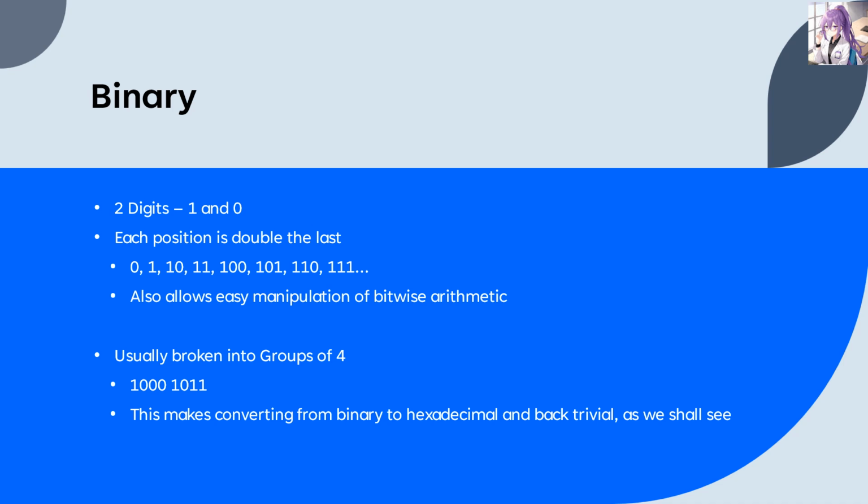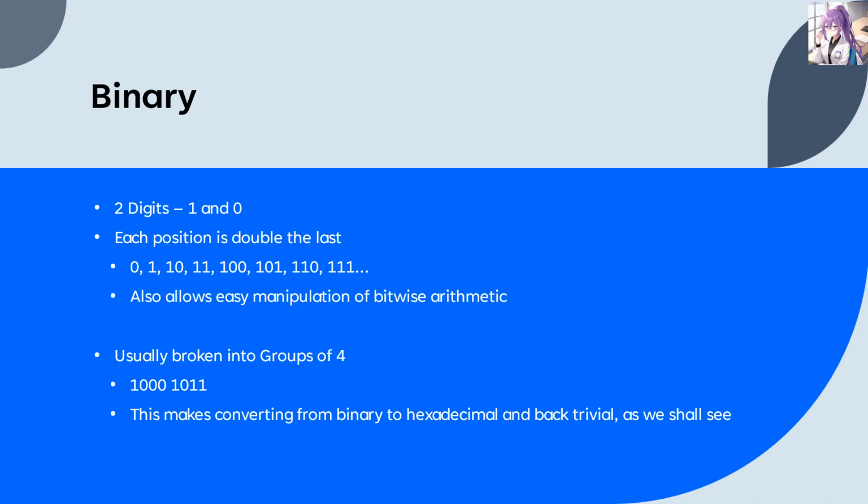Binary does have only 2 digits, which are 1 and 0. Each position is double the previous one, and counting in binary would sound something like this. 0 base 2, 1 base 2, 1 0 base 2, 1 1 base 2, and so on. Now the reason for using binary, at least as a programmer, is because it allows us to do bitwise operations fairly easily. Now when we write binary, we usually break it down into groups of 4, such as 1 0 0 0, 1 0 1 1.